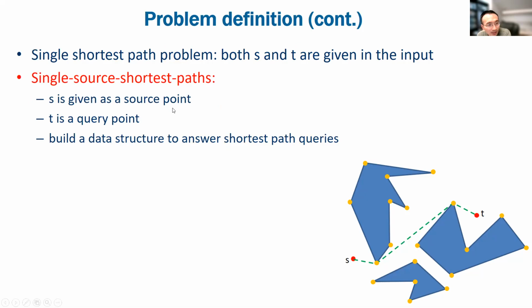If S is given as a source point and T is a query point, this is a single source shortest path problem. We want to build a data structure to answer shortest path queries for any given query point T. Usually the data structure we use is called a shortest path map. This takes order n space and log n query time.